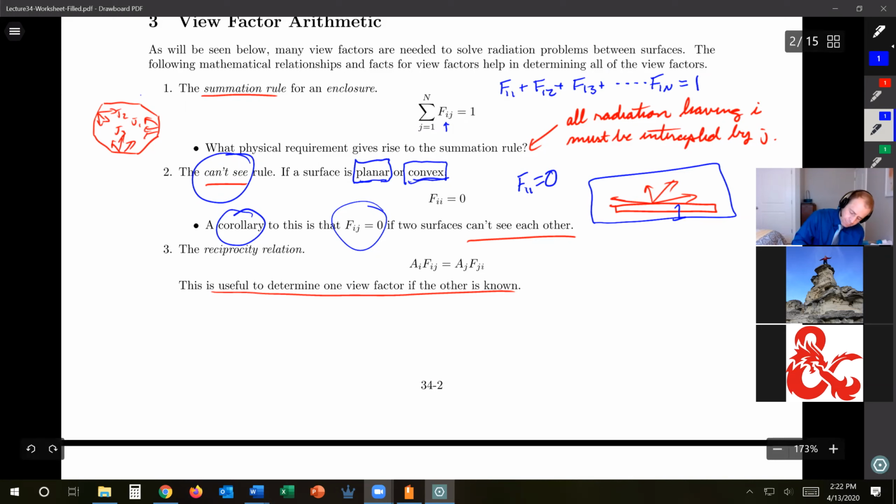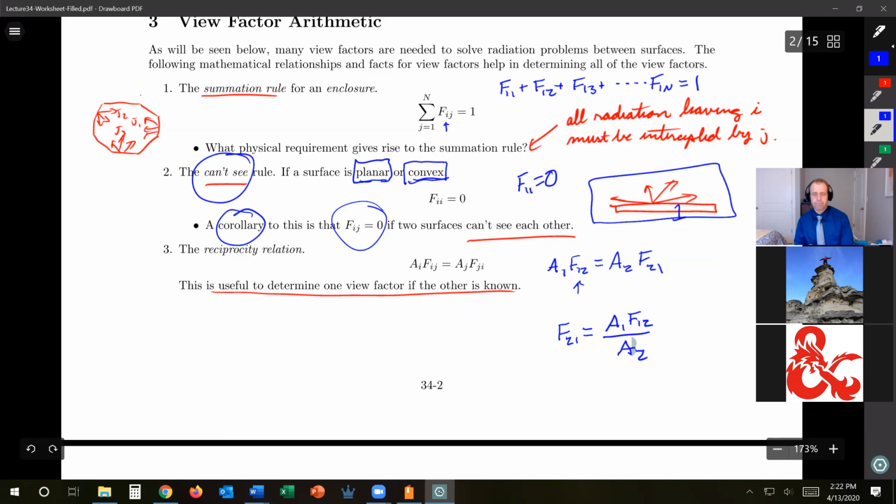But this is reciprocity. Let's say I had two bodies. A1 F12 is equal to A2 F21. What this allows me to do is, I usually know the areas. That means if I know F12, then I can get F21 from A1 F12 over area 2.